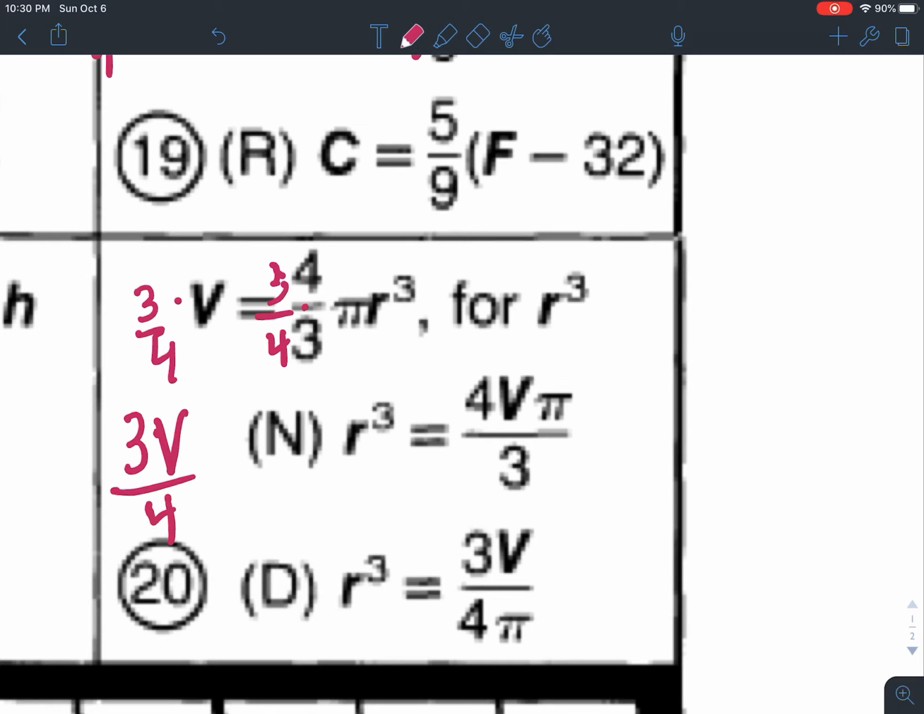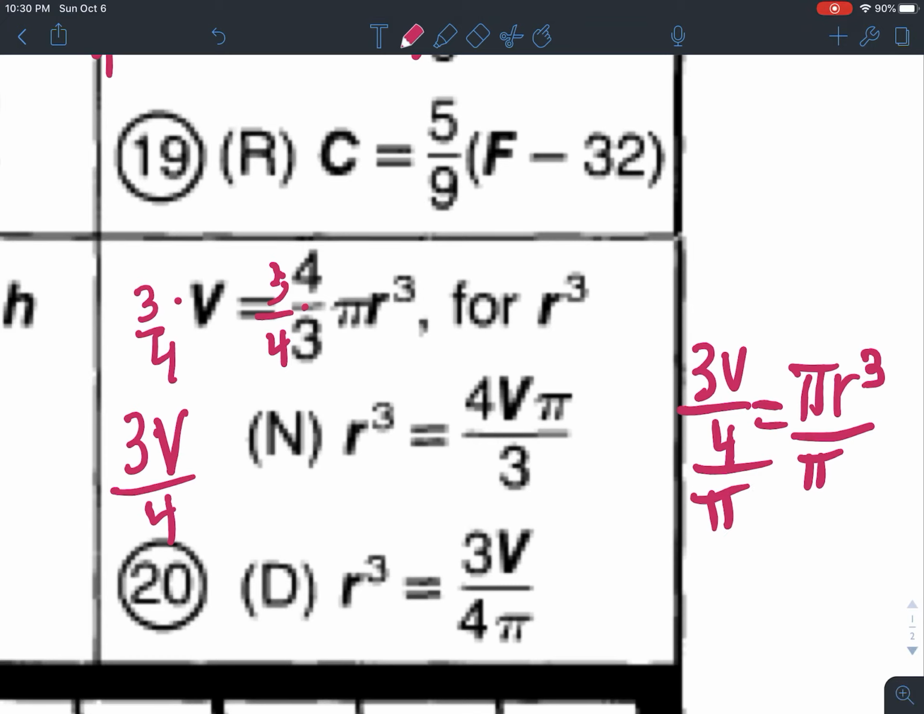So that's going to be 3v divided by 4. And then you're going to divide by pi. See if I can squeeze this one over here. So 3v over 4 equals pi times r cubed. So then you're going to divide by pi on both sides. When you divide, you're multiplying by the reciprocal, so it's also going to be in the denominator. So it's going to be 4 pi equals r cubed.